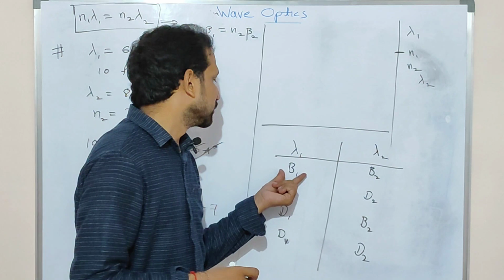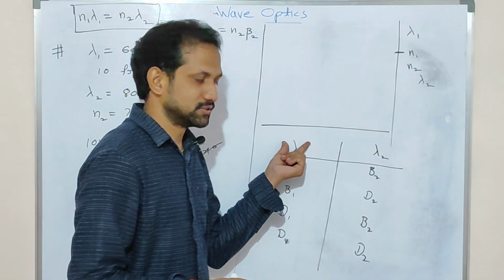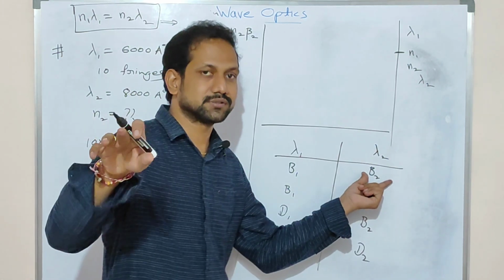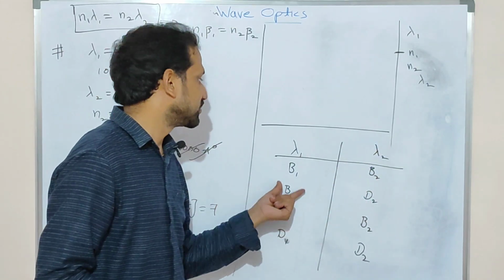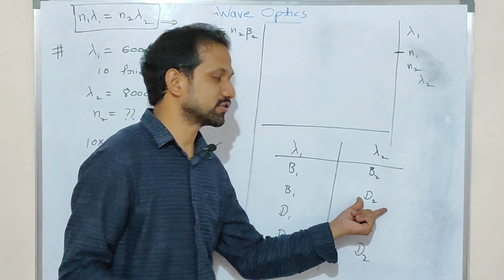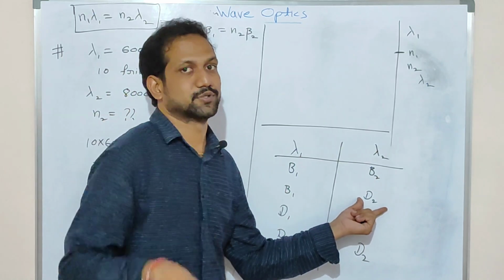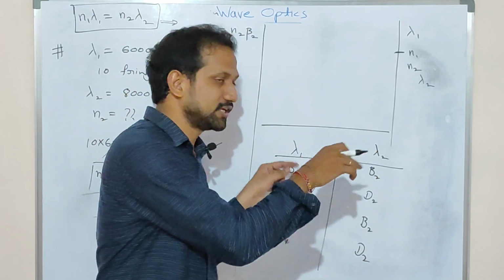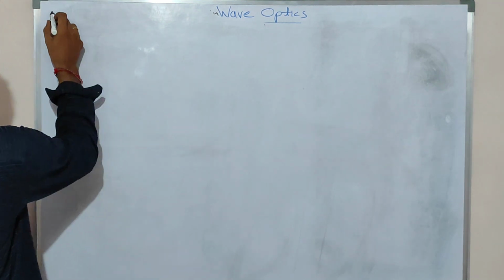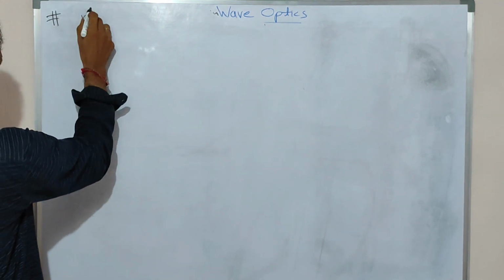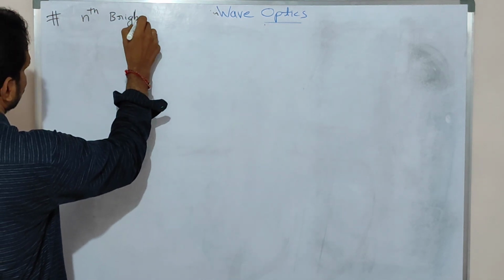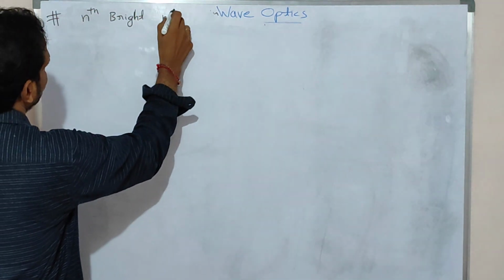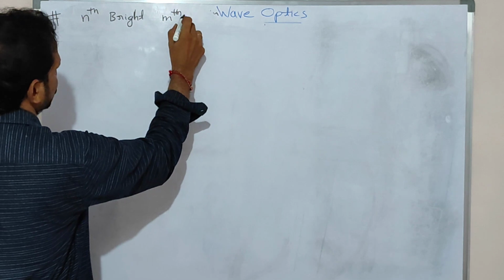I mean, the nth bright fringe of the lambda 1 is coinciding with the mth bright fringe of the lambda 2. Similarly, the nth bright fringe of the lambda 1 is coinciding with the mth dark fringe of the lambda 2. Okay, so there are many. Suppose nth bright fringe, mth bright fringe.